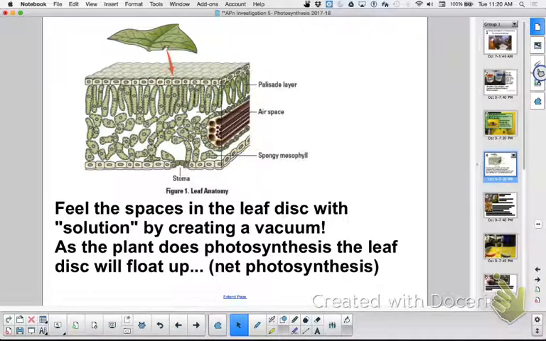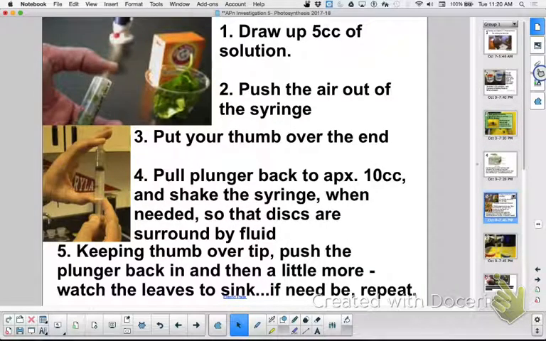Okay, so what you end up doing is you take your solution. I just sucked it up, but there might be air here, so it's not going to create a vacuum. So what I need to do is push all the air out. My leaves won't come out. Does it look like just water? Oh, look, there's just water. So I'm good.